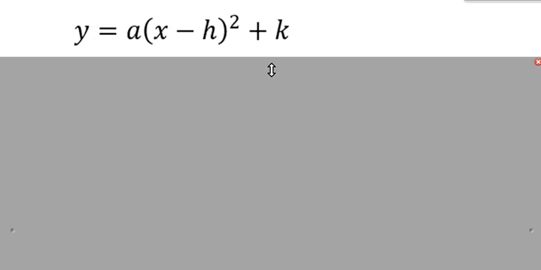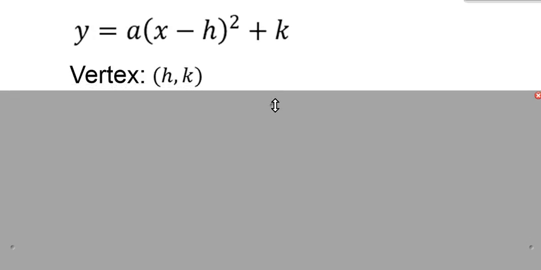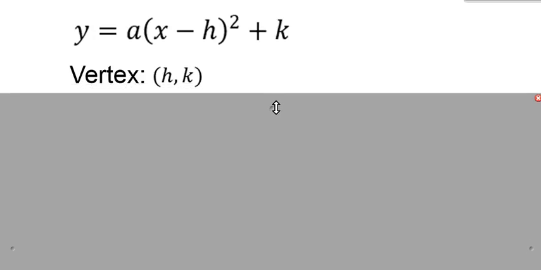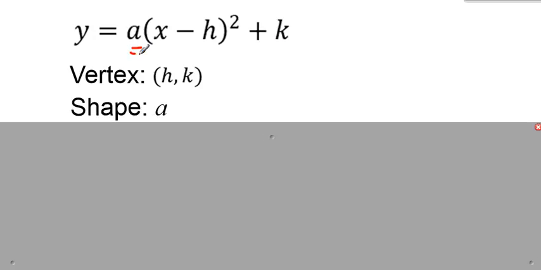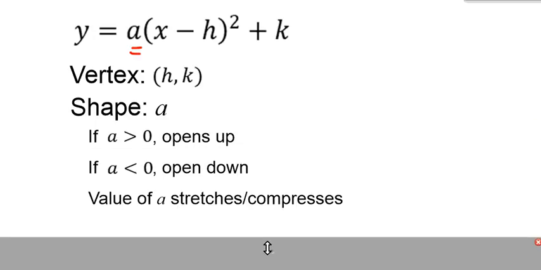And we like to work with these because if it's in this form, you can instantly tell what the vertex is by looking at h and k. And of course, A will always tell you, regardless of what form you're in, A is consistent. A will tell you the shape of the parabola.